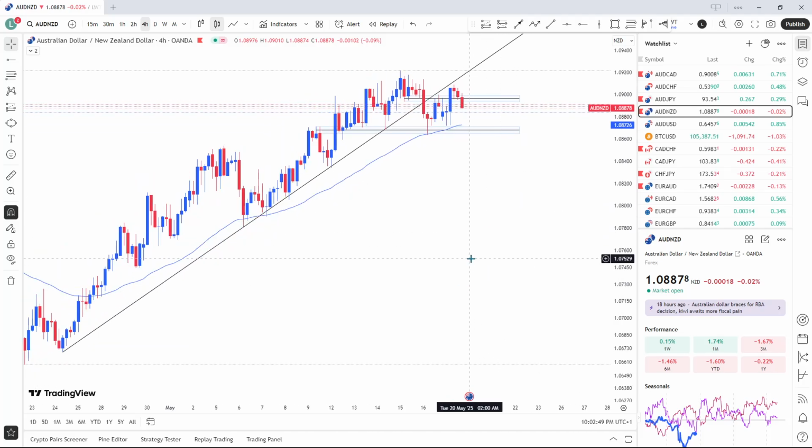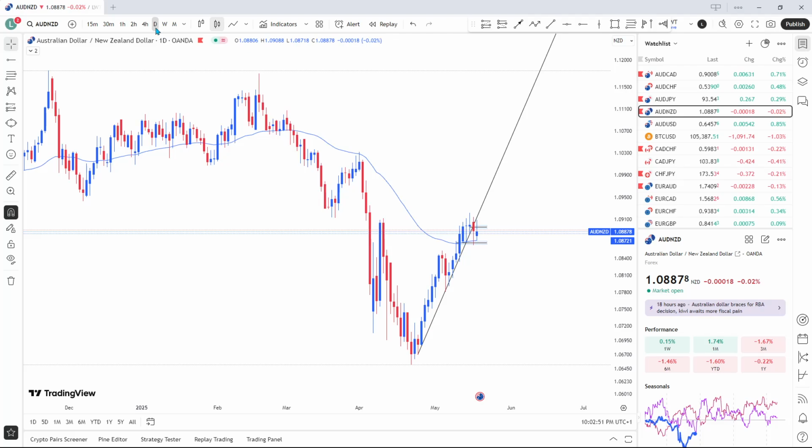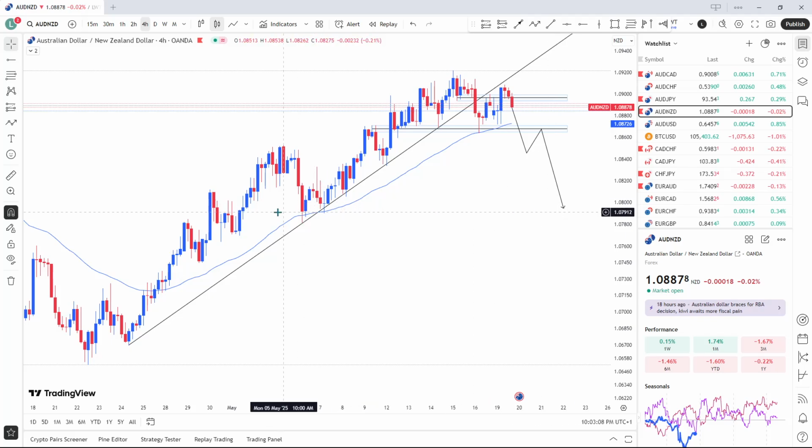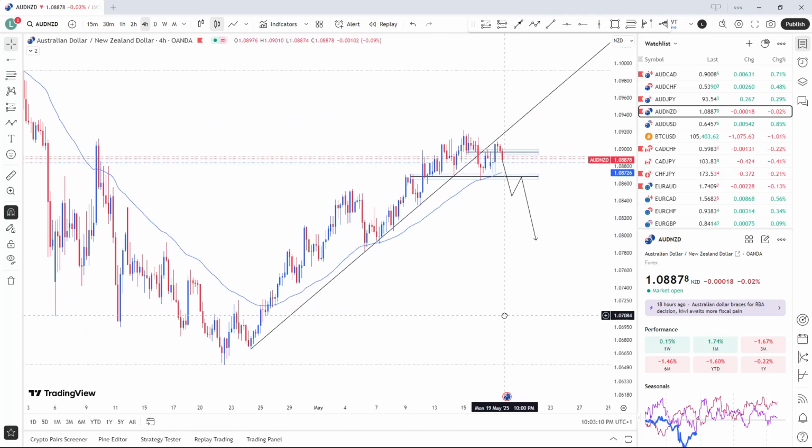So what will probably happen now with this pair is this will now continue to come down, maybe somewhere to one of these levels here. Let's just say here, for example, retest back up there and then come back down towards some of these levels here, possibly.